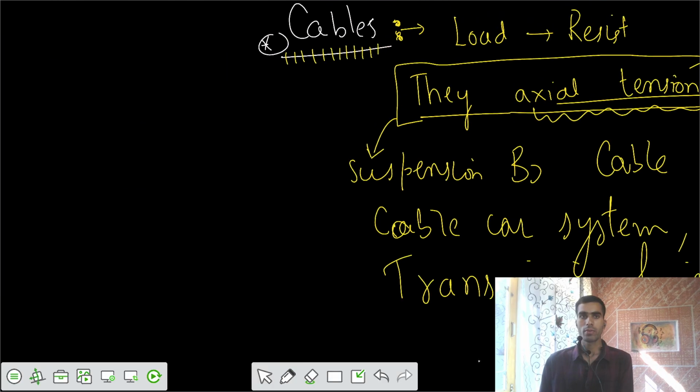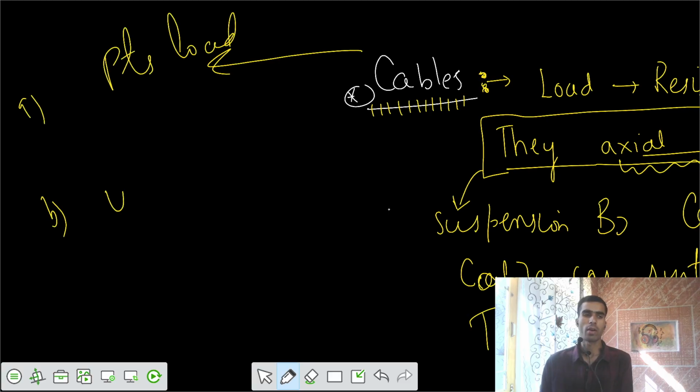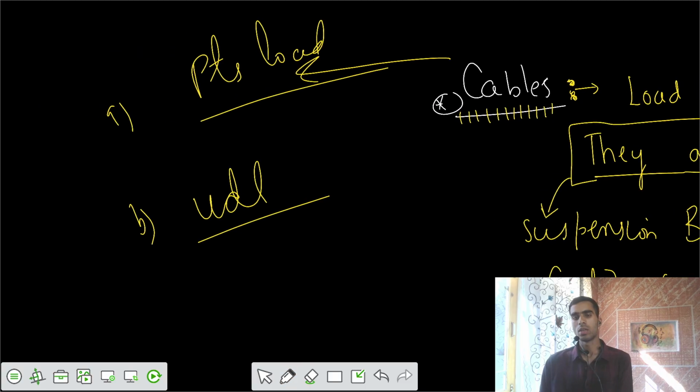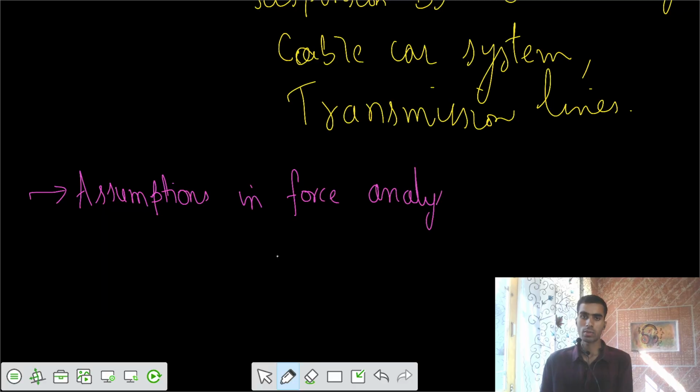So, in our syllabus, we will be having a cable subjected to one, point loads, concentrated loads, and second, uniformly distributed load. When we say we are studying cables, we have some assumptions here. What are the assumptions we take for calculating the axial forces in force analysis of cables?